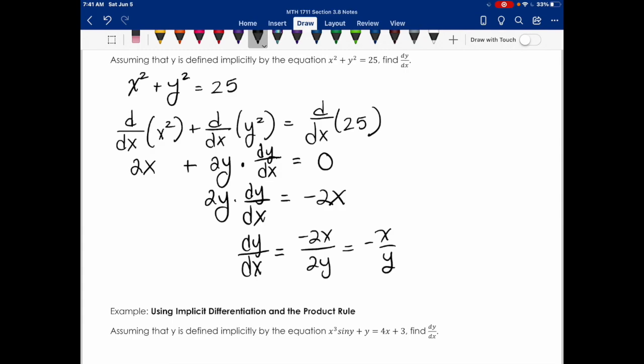Now it's pretty common when you're doing implicit differentiation to still have y's in your derivative. You just have to keep in mind what that y represents. Sometimes it's possible to first solve for y and then take the derivative the normal way that we've done so far. But if it's too complicated to try to solve for y, then this is the way to go.